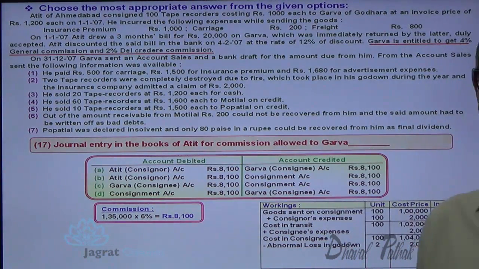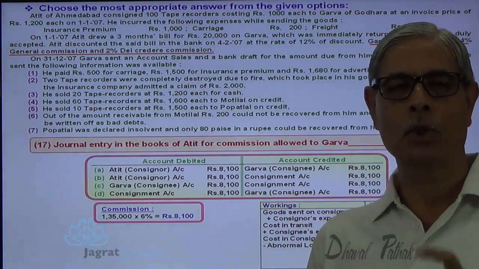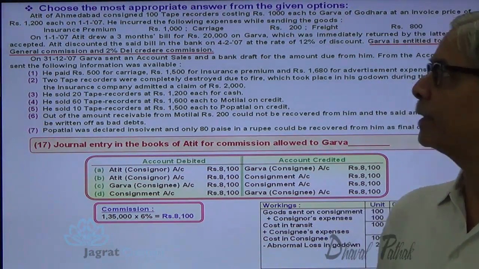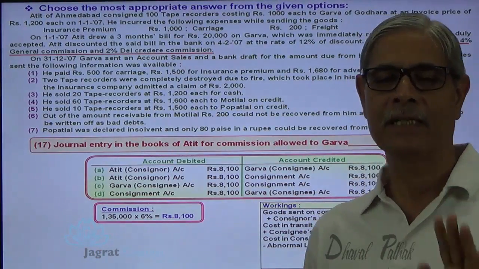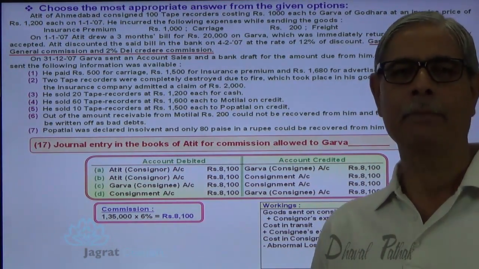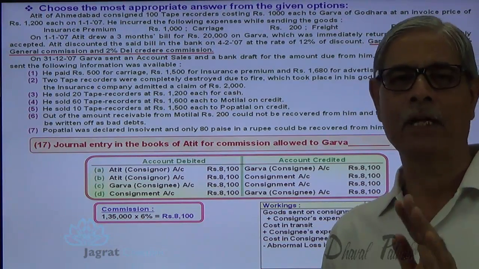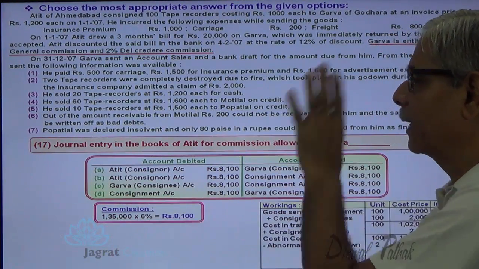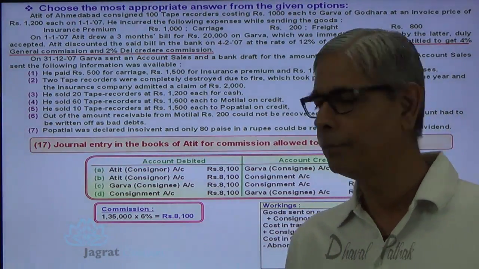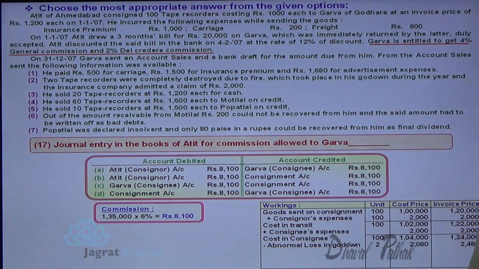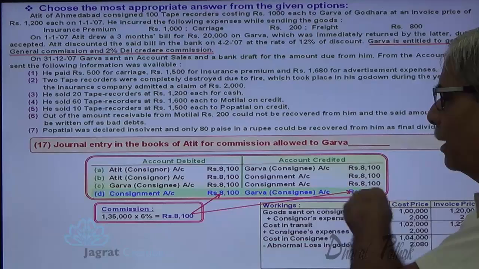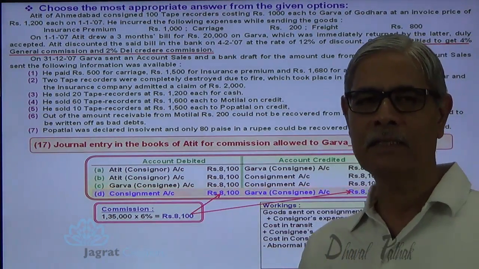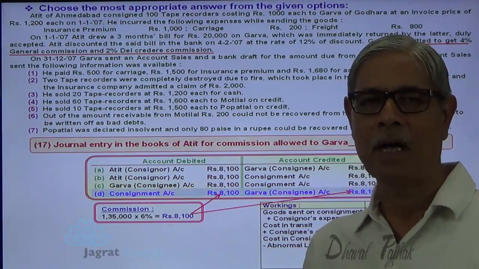So these are the four options given to you. Commission is an expense. Expense of consignor. Who is consignor? Atit. Expense of consignor for consignment activity. Expense of consignment activity are to be debited to consignment account. So consignment account is to be debited with 8,100. And amount is to be paid to consignee for the services rendered. Consignee is a giver of services. So credit the giver. So Gaurav account is to be credited. So the correct journal entry, option D, is the correct answer. Consignment account debit to Gaurav account credit 8,100. This is how this multiple choice question is being answered.